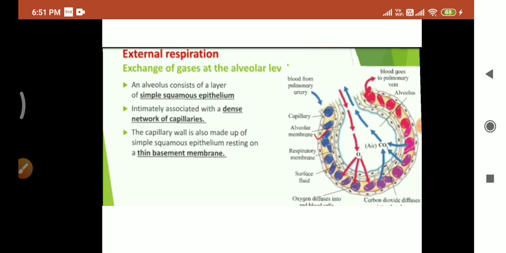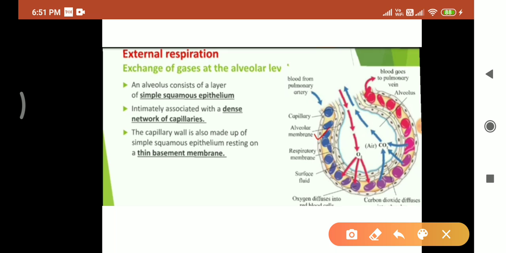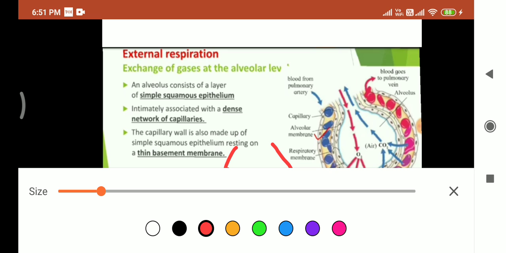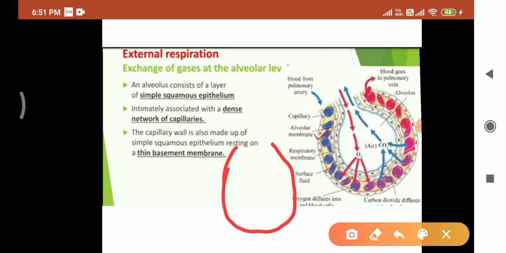So, the third point: you have seen the capillary wall is also made up of simple squamous epithelium. So both layers are the same. Here, if you see, this is the alveolus layer, and this is also made up of squamous epithelium. And the blood capillaries are also made up of squamous epithelium, so both layers are the same, right? I hope this is clear.